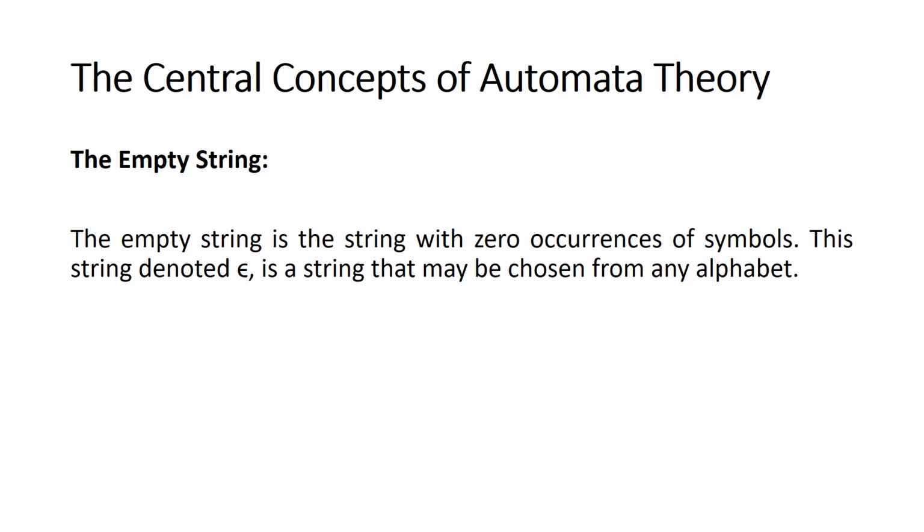The empty string is a string with zero occurrences of symbols. The number of occurrences of symbols is going to be 0. This string is denoted by epsilon. This is the symbol of epsilon. So the empty string is denoted by epsilon, and this is a string that can be chosen from any alphabet. So epsilon can be part of strings made up of any alphabet. So this is what is about the empty string. Now we shall move on to the next one, which is length of a string.